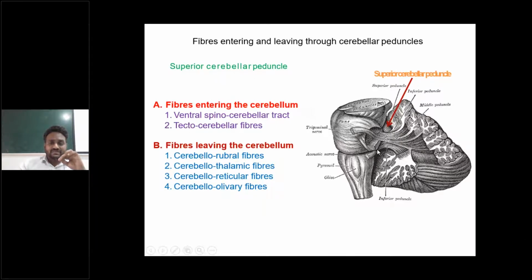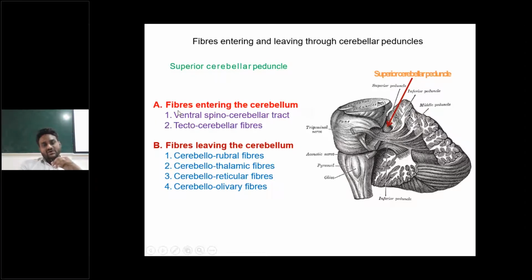So what are these fibers and which tracts are passing through these cerebellar peduncles? That list we can see in this slide. This is another important one. The fibers passing through the cerebellar peduncles is a short notes question. Another short notes question is fibers passing through the inferior cerebellar peduncle. These two are very, very important. So here we can see that list of tracts and fibers passing through the cerebellar peduncles.